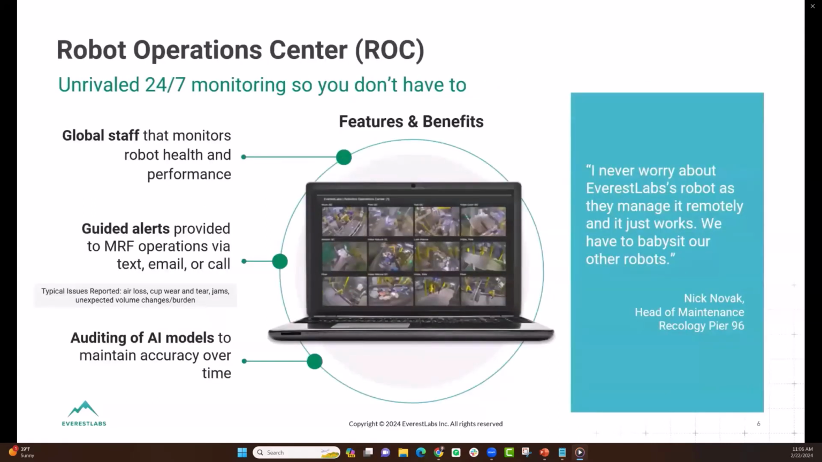So this ROC provides 24/7 monitoring for your solutions that are in production. We do continual audits, keep track of robot performance, and will alert you if anything is off so that we can perform remote troubleshooting and work to resolve it. We also provide auditing of the AI models over time to make sure they're maintaining their accuracy. Essentially, the ROC just eliminates downtime and the need for our clients to have to babysit their robots.